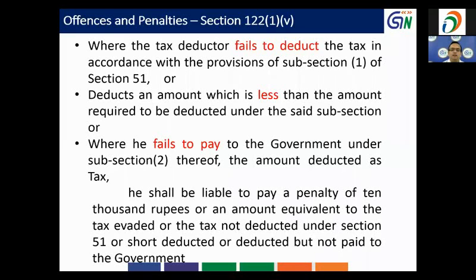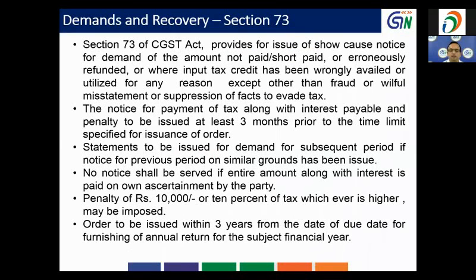One is that the tax deductor either failed to deduct, or has deducted an amount which is less, or fails to pay to the government. Then he is liable to pay a penalty of 10,000 rupees, or an amount equivalent to the tax which has not been deducted or evaded or not paid up. So that's the offense and penalty section.